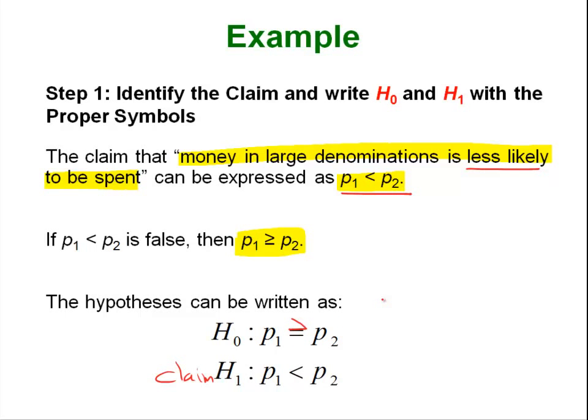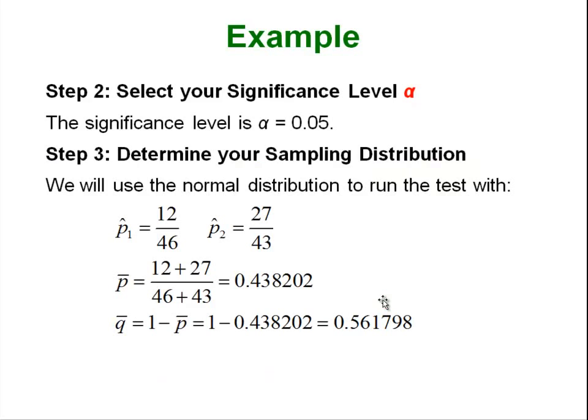Okay, on to step 2. Select your significance level, which was given to us as 0.05. Step 3, determine your sampling distribution. Well, since we're dealing with proportions, we know we're going to be dealing with the normal distribution, right? So we're going to be doing z's. We can go ahead and calculate some of these things like our pooled p and things like that, but this is all just part of step 3 where we determine our sampling distribution and then calculate our test statistic. So these are just leading us up into being able to calculate that test statistic.